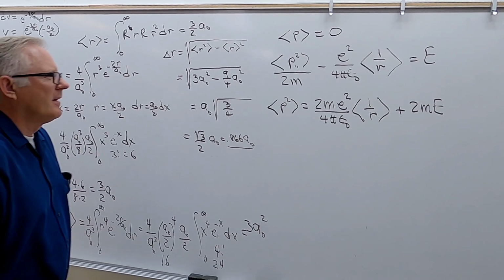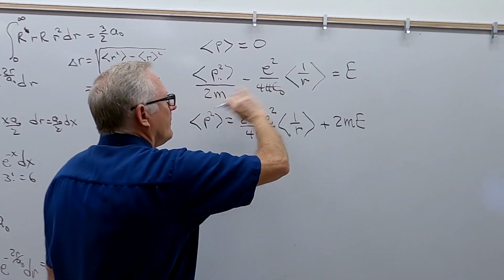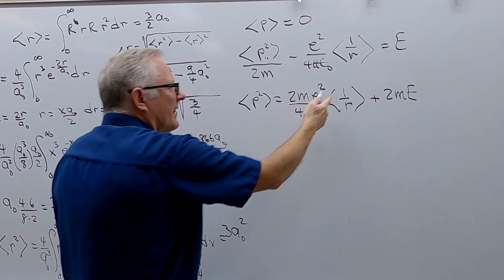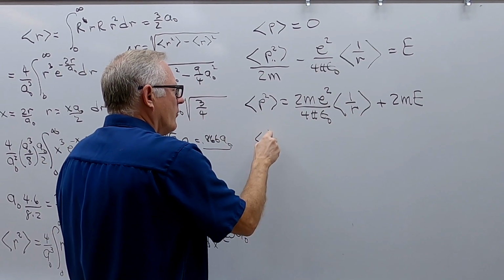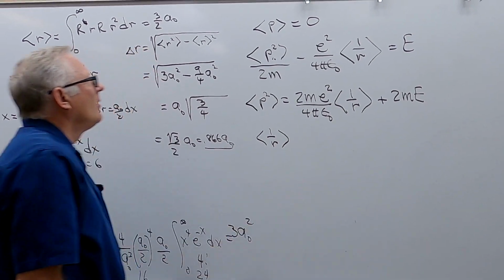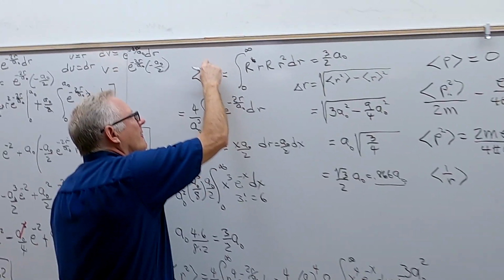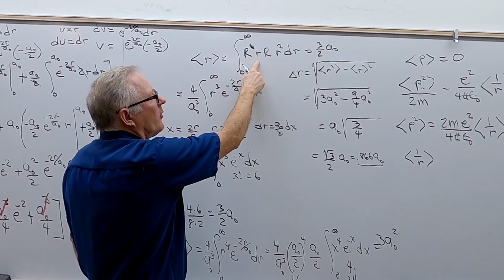Okay, I think I got that right. We move this over, multiplied it by 2m. Now, I know what E is. I just need to get what this is, this average of 1 over r. Well, instead of putting an r in there, if I want to find the average of 1 over r, I just put in a 1 over r.